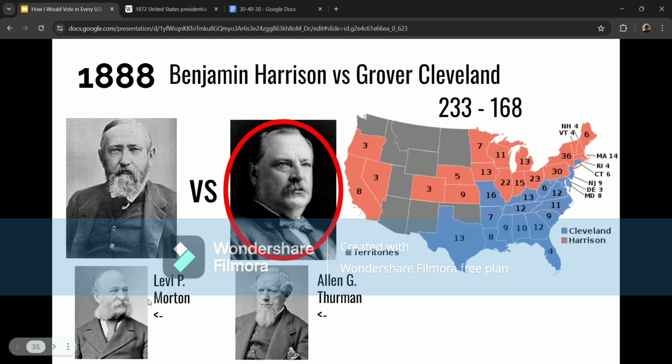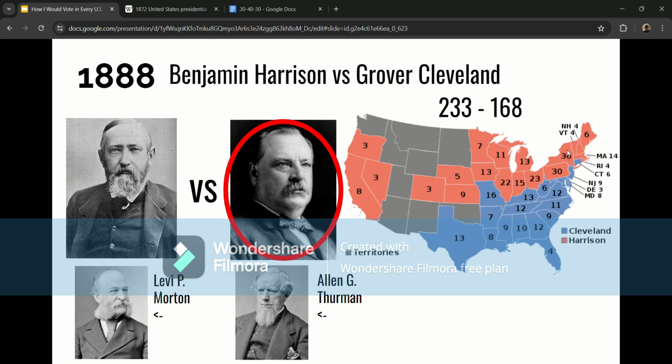Before I move on, of course, Harrison's running mate was Levi P. Morton. He was very briefly a representative in the House for one term from New York. He was also a member, kind of similar to Chester A. Arthur, of a very corrupt political machine, the Roscoe Conkling machine. Again, very similar to Chester A. Arthur.